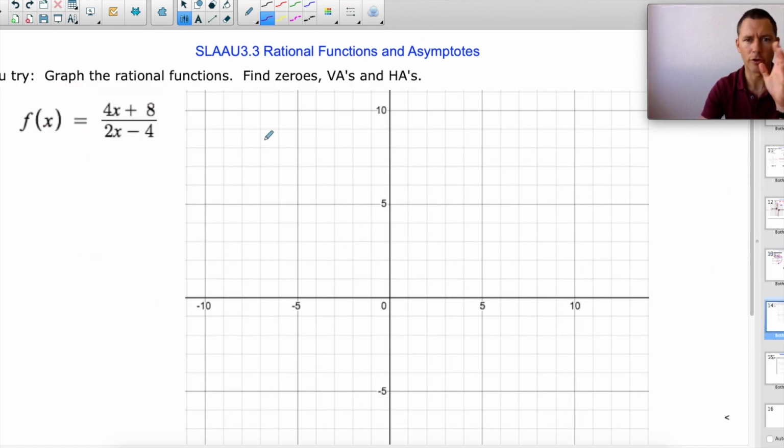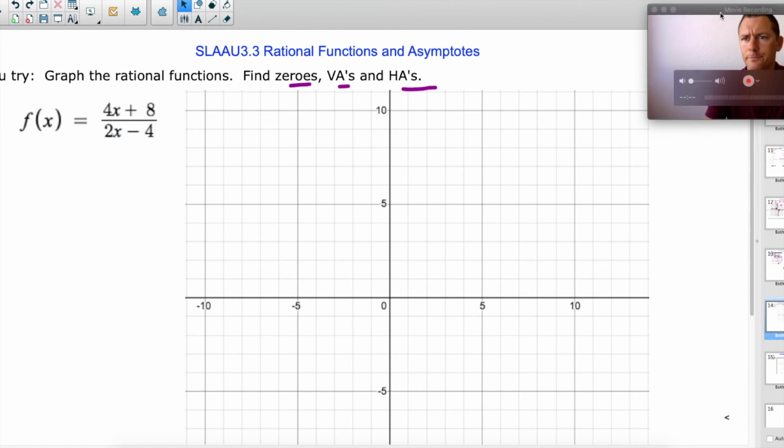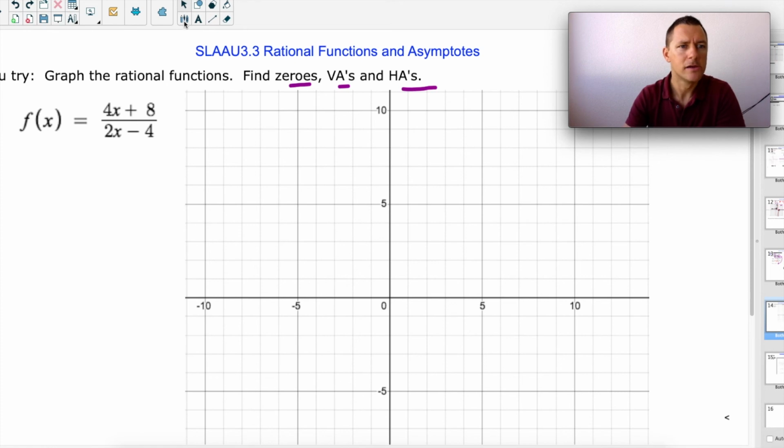All right, so let's put it all together and see if we can make this work. I want you to try to find zeros, vertical and horizontal asymptotes, and graph this. Give me a pause until you've done that. Put my big head back in here. All right.